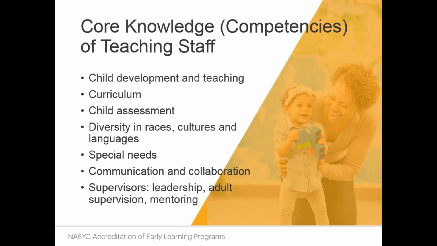The specific knowledge and competency areas in criteria 6A07 through 6A12 look at the knowledge of child development and teaching relevant to the ages of children staff work with, how staff use program curriculum and child assessment resources, support in working with children and families of diverse races, cultures, and languages, working with children who have special needs, communication and collaboration skills that prepare staff to participate as a member of a team, and teachers who supervise other staff have training in leadership, adult supervision, and mentoring.